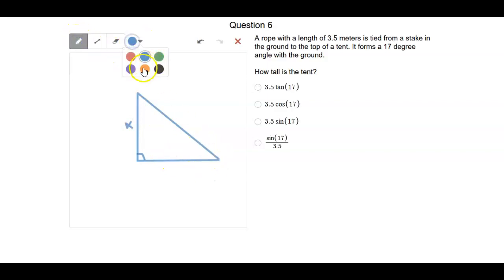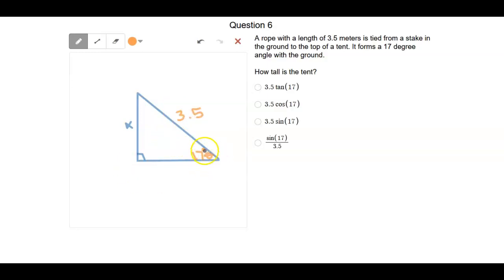So we also know it gave us information. It said that it forms a 17-degree angle with the ground. So theta, which is down here, is going to be 17 degrees. And also we know that the length of this rope is 3.5 meters.